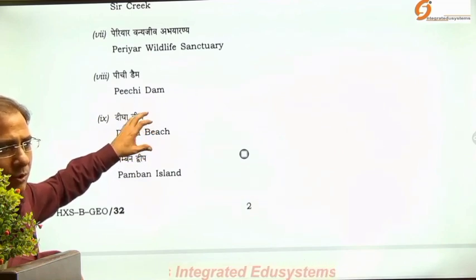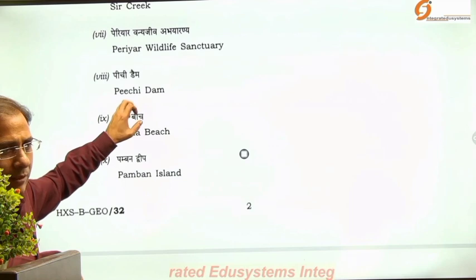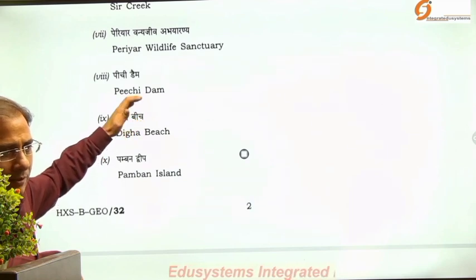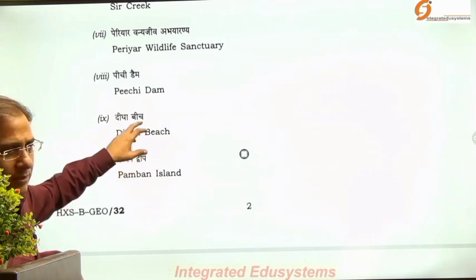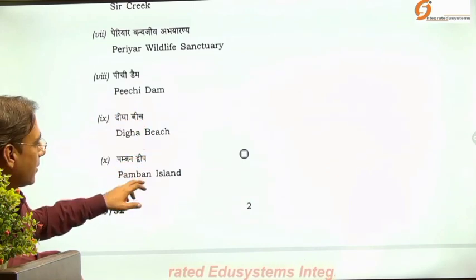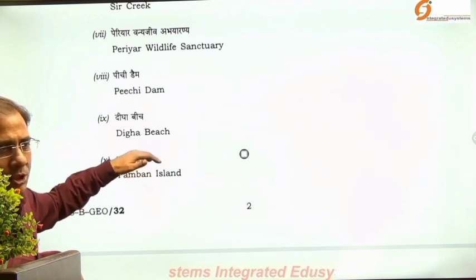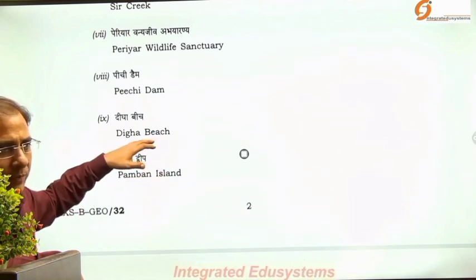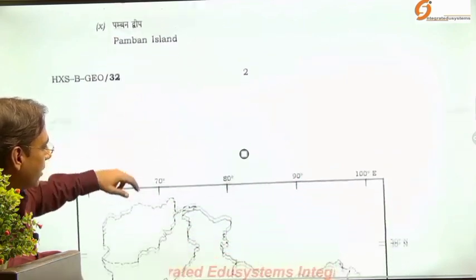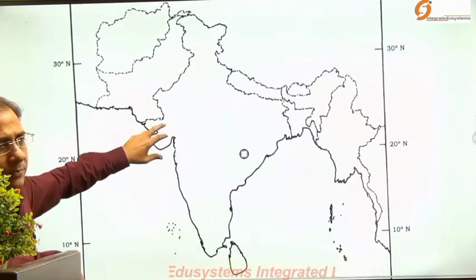गंगा सागर नाम सुना होगा, मकर संक्रांति मेला भी लगता है वहीं नियर बाई. सागर आइलैंड है वहीं पर. वेस्ट बंगाल की सबसे खूबसूरत बीच में से एक. पाम्बन आइलैंड, रामेश्वरम, जहाँ पर राम सेतु है, आर्किपेलागो. अब ये 10 एंट्रीज आई और इस तरह से दिया रहेगा मैप.